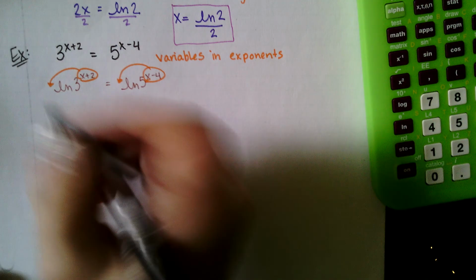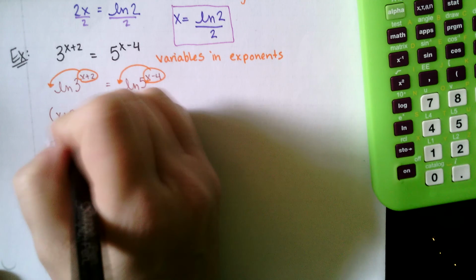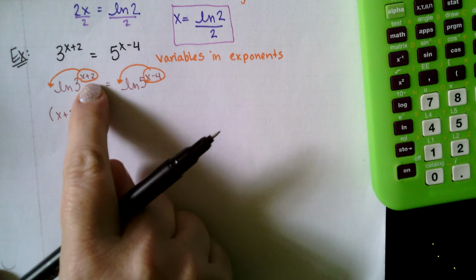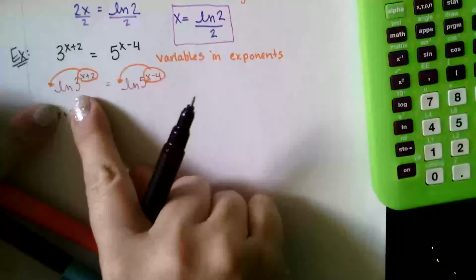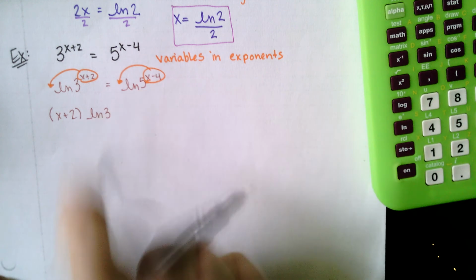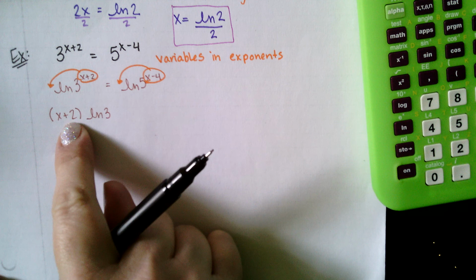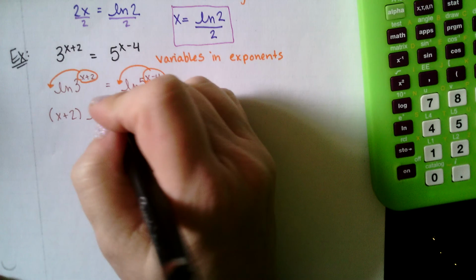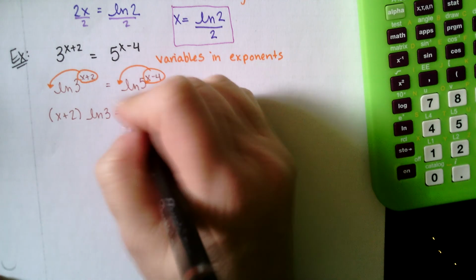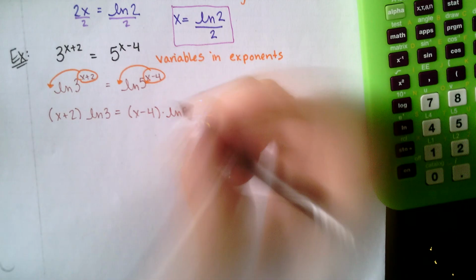When you bring the powers out in front, you have to make sure that the x plus 2 sticks together. I can't just write the x plus 2 without the parentheses because then I will never remember that they were together in that exponent. So (x plus 2) times natural log of 3 equals (x minus 4) times natural log of 5.